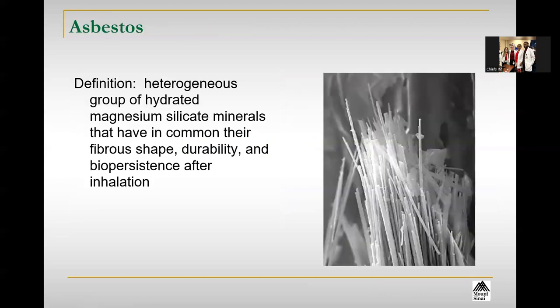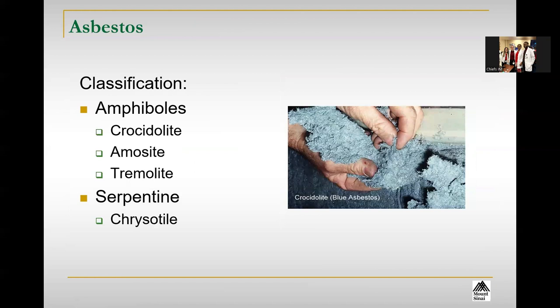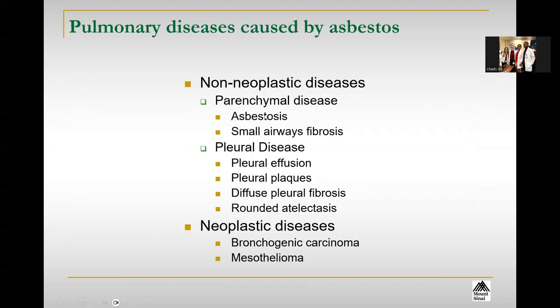So for asbestos, I'm just going to mention that there are several patterns of disease. There can be parenchymal disease with asbestosis, pleural disease with effusion, plaques, diffuse pleural fibrosis or rounded atelectasis, or neoplastic diseases. There can be bronchogenic carcinoma or mesothelioma. Not all of them are coexistent, and in fact, they may appear separately. The majority of people may only have isolated pleural plaques and not necessarily an interstitial lung disease, which is what asbestosis is.